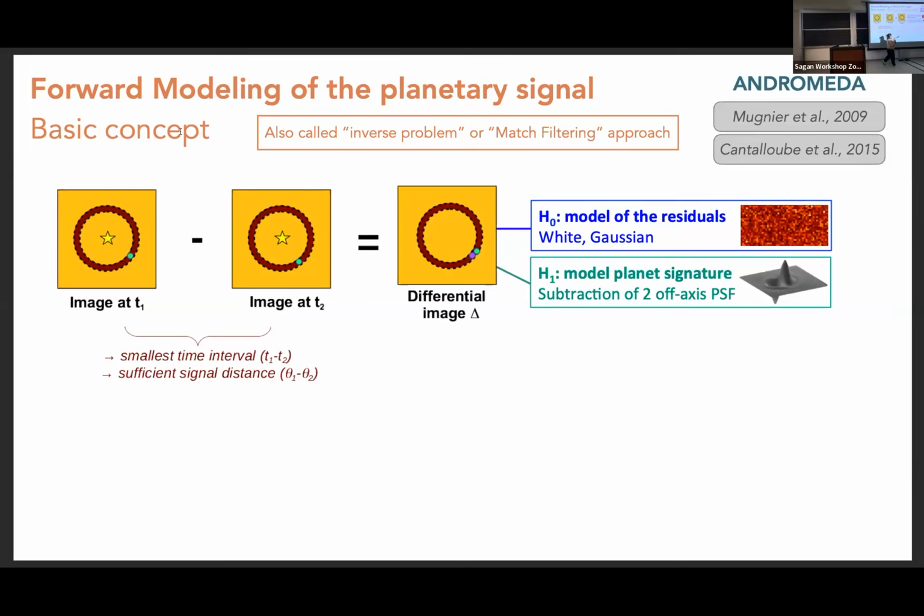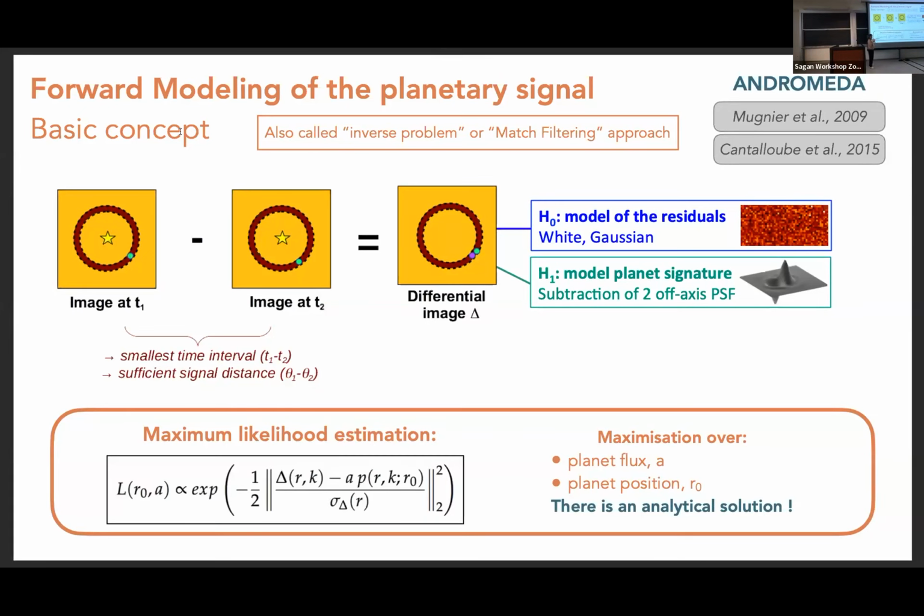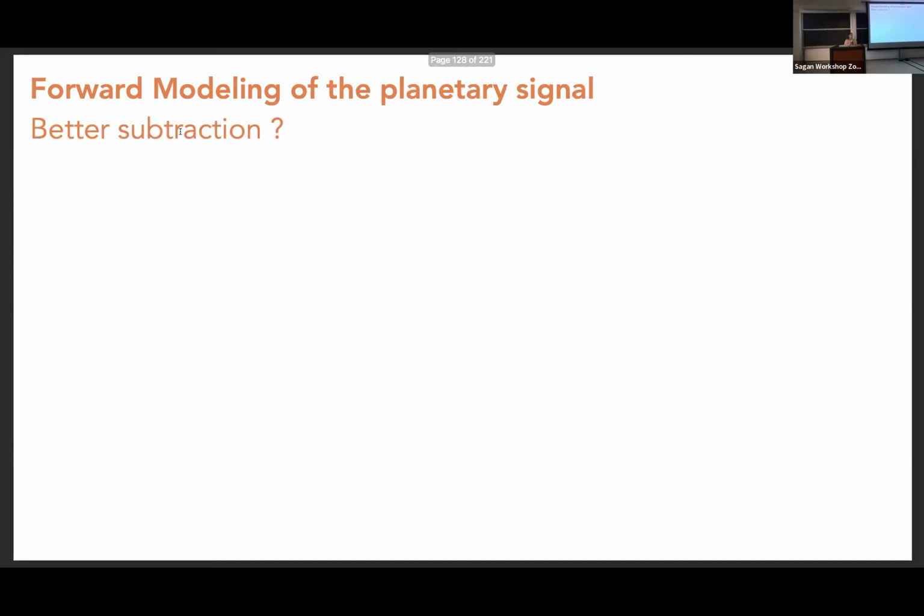And you're going to track that in the image. And funnily enough, if you do maximum likelihood of that, this is the model here, the data minus the model. It's a factor of flux times the planetary signal, which is the negative and positive blobs. And you can actually have an analytical solution because you have the square, since you assume the noise is Gaussian. Perfect, easy peasy.